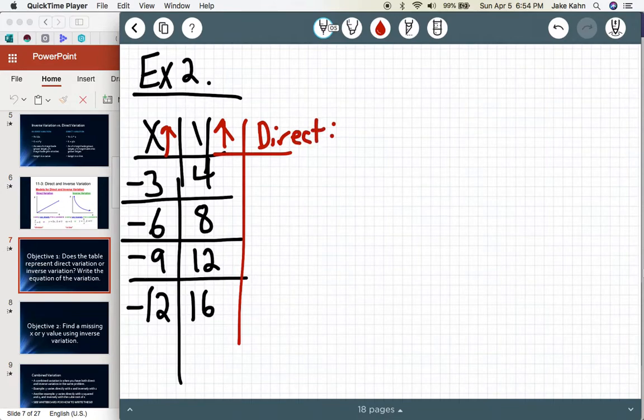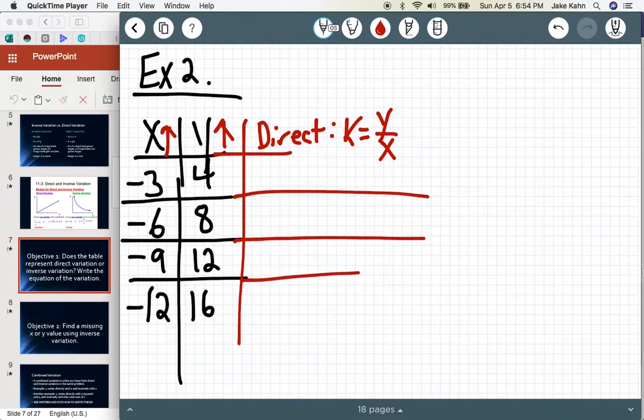In a direct variation, k is not equal to x times y. K is actually equal to y divided by x. So now we go in here and we see, does y divided by x for all of these rows equal the values in the other rows? That's what we're going to test right now.